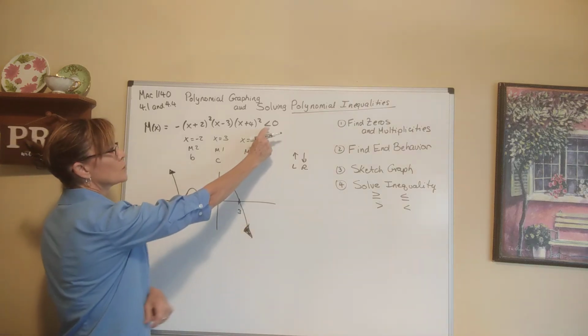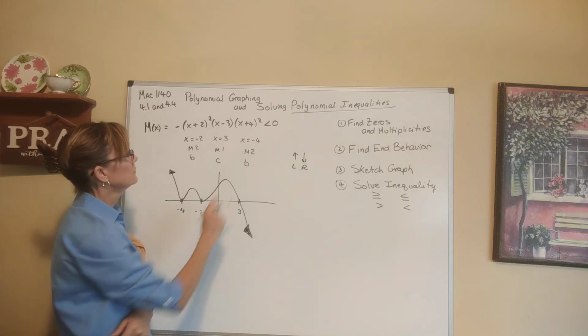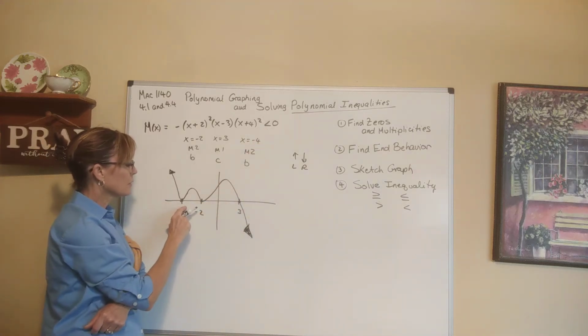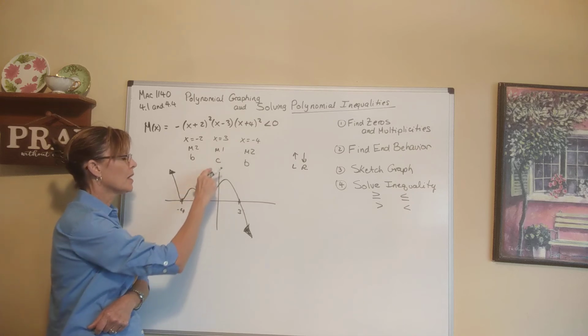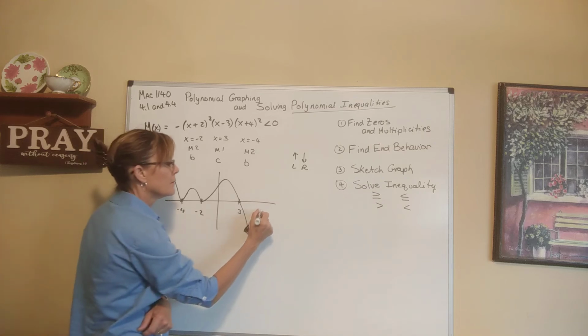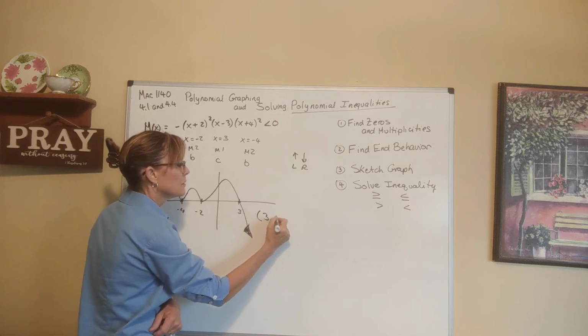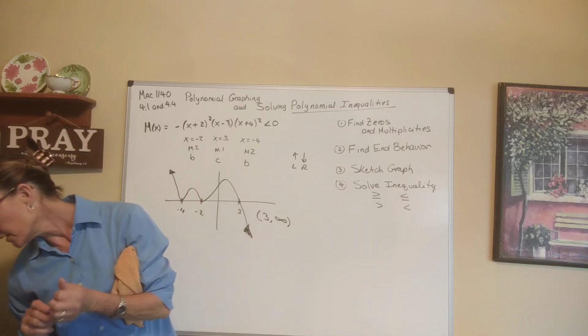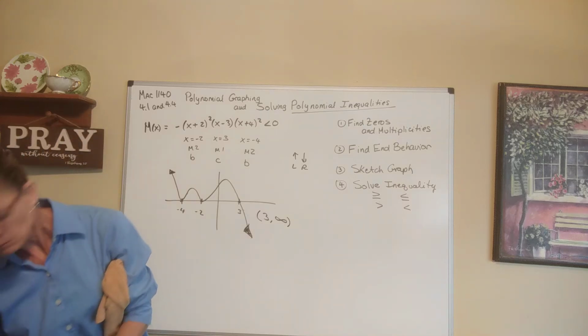Now let's answer the question. Where is this negative? Where is it below 0? Well, okay, let's look at this. Positive equal to 0, positive equal to 0, positive equal to 0. This is only negative from 3 to infinity. All right, that is number 3, the last one, and then we're done.